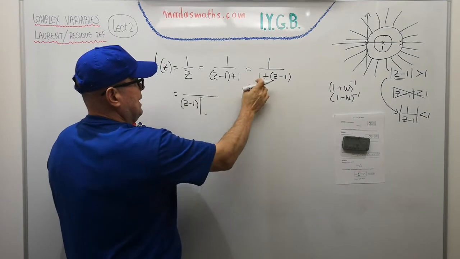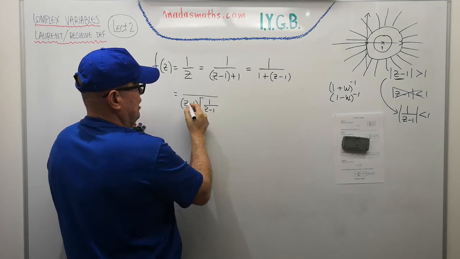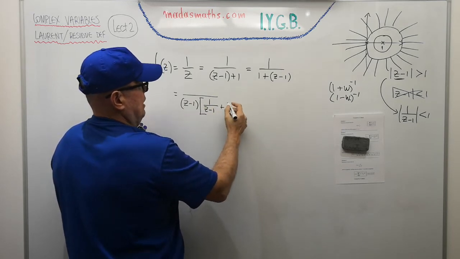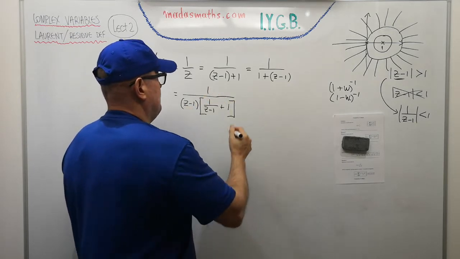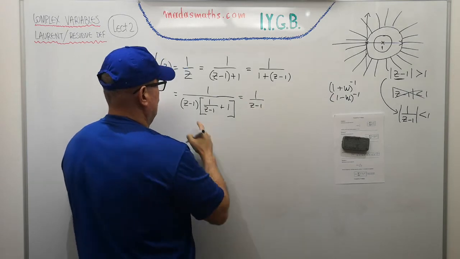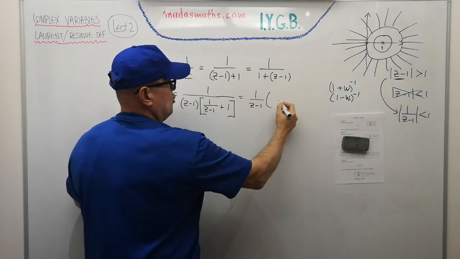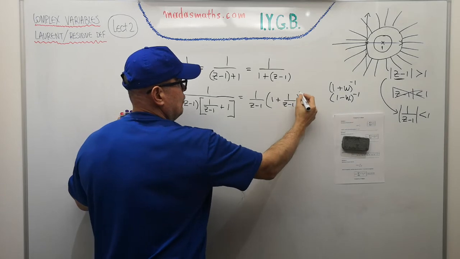And inside the square bracket, I'm going to have a 1 over z minus 1, that of course is my 1 when I multiply it out, plus 1. Okay, 1 on the top. Well, how does that help me? Well, first of all, this is going to be 1 over z minus 1. This is this bit here, and I'm going to write this expression on the top as 1 plus 1 over z minus 1 to the power of minus 1.